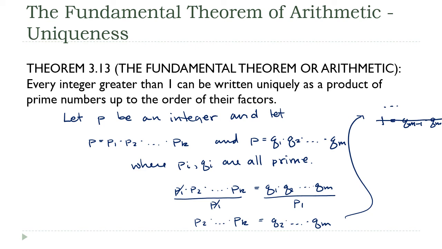Every P has to have a matching Q over there on that list. And if every P has a matching Q and every Q has a matching P, then those two expressions are actually the same expression. And there is, in fact, only one way to write our original P as a product of prime numbers.